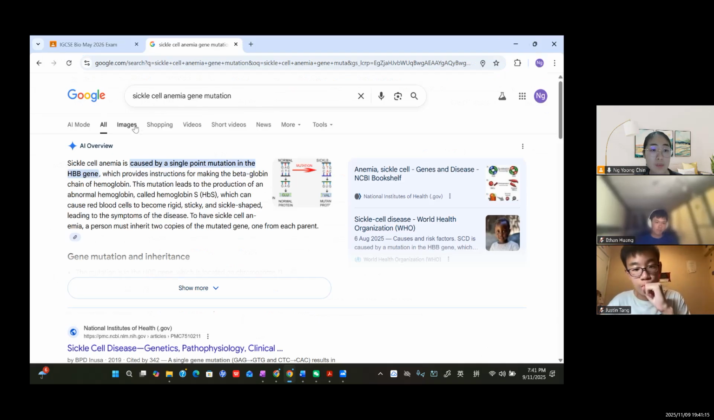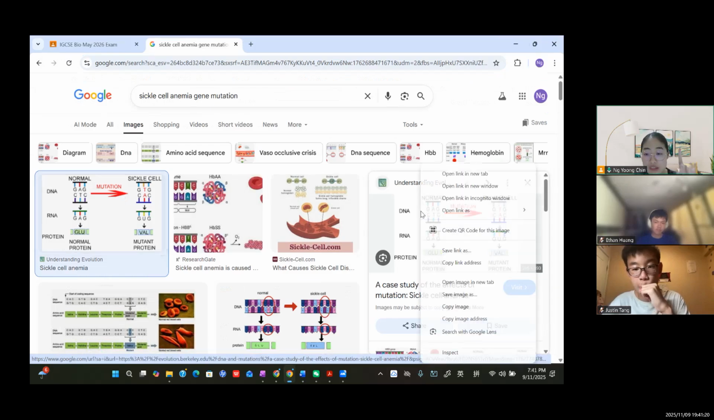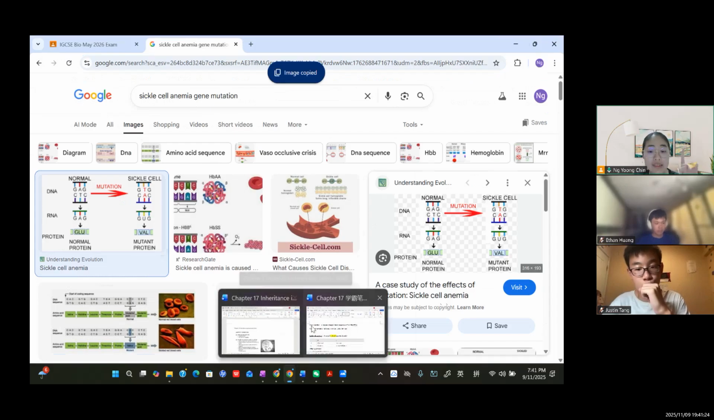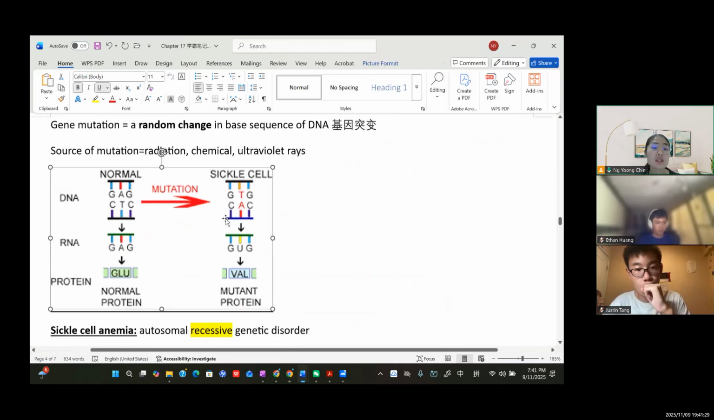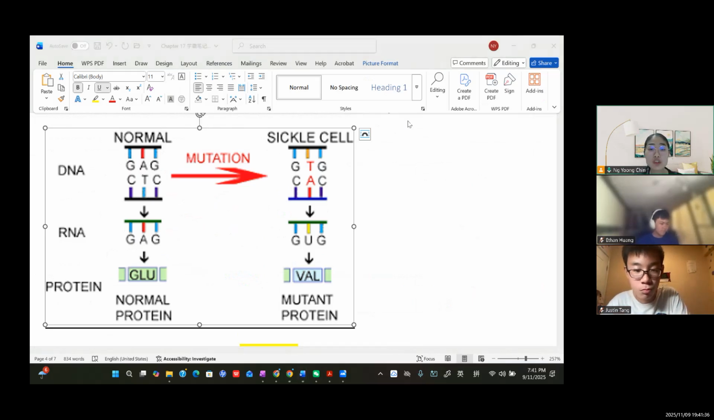So you can see, right, a single point mutation on this gene. They just change one base, and just that one base change can cause the protein to become abnormal. In a normal person, the DNA sequence is GAG. But in sickle cell anemia, the A mutates and becomes T. So when it becomes GTG, they will produce a different form of protein.